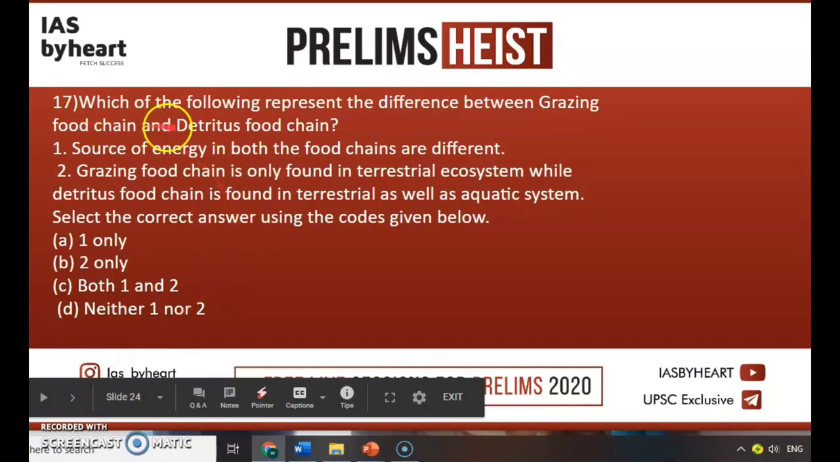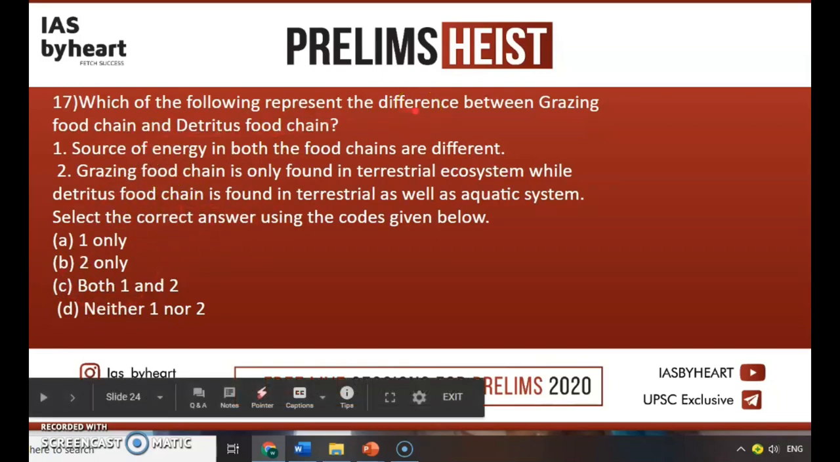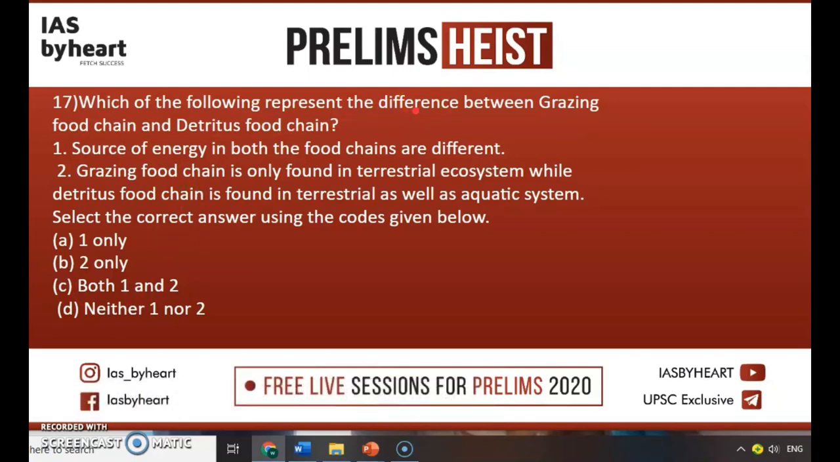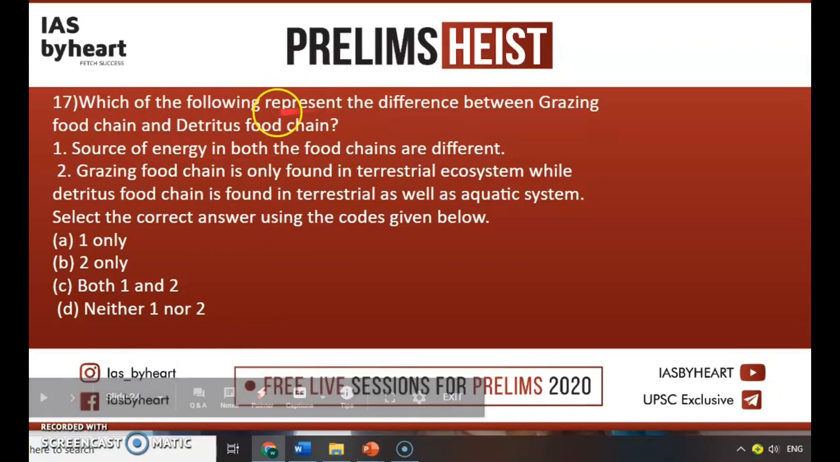Our next question, which of the following represents the difference between grazing food chain and detritus food chain? First one, source of energy in both the food chains is different. Second one, grazing food chain is only found in terrestrial ecosystem, while detritus food chain is found in terrestrial as well as aquatic ecosystem. Select the correct answers. Here, what is meant by grazing food chain and what is meant by detritus food chain? Grazing food chain means it starts from living things. It consumes a living part. The detritus food chain means it consumes from dead or decayed animals or decayed plants.